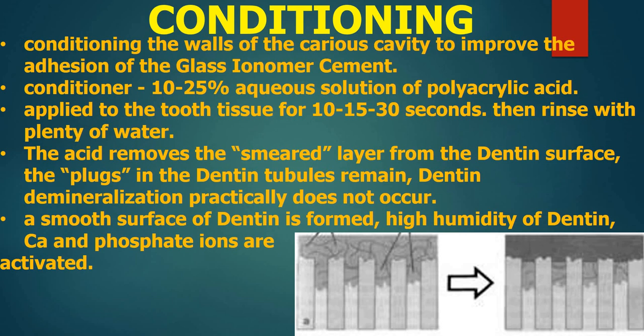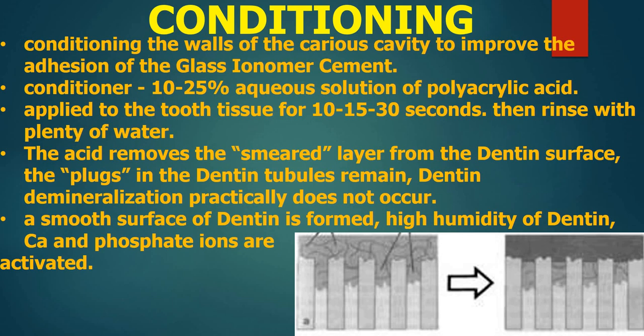Conditioning. Conditioning the walls of the carious cavity to improve the adhesion of the glass ionomer cement. Conditioner: 10 to 25% aqueous solution of polyacrylic acid. Applied to the tooth tissues for 10, 15 or 30 seconds. Then rinse with plenty of water.